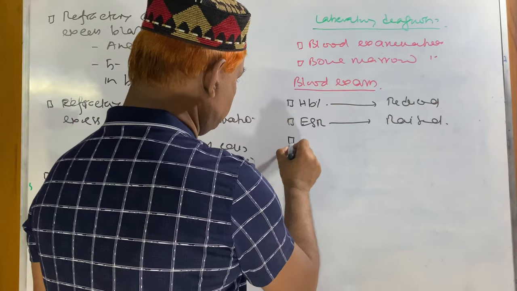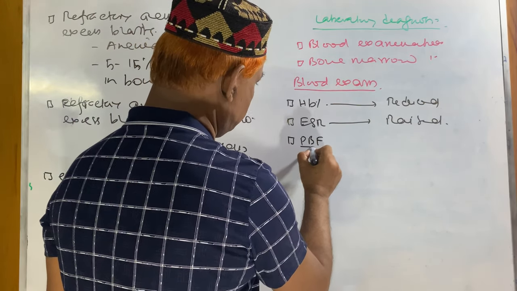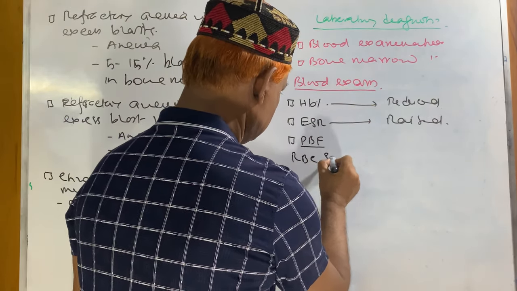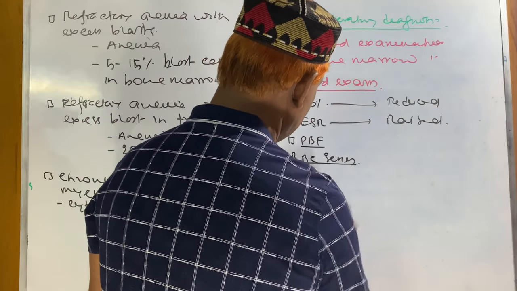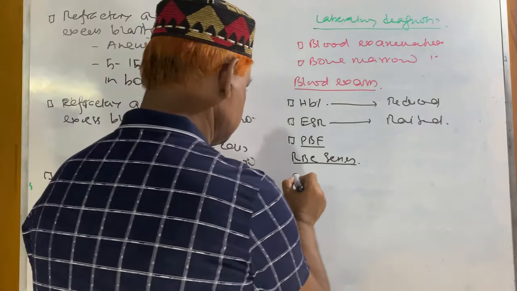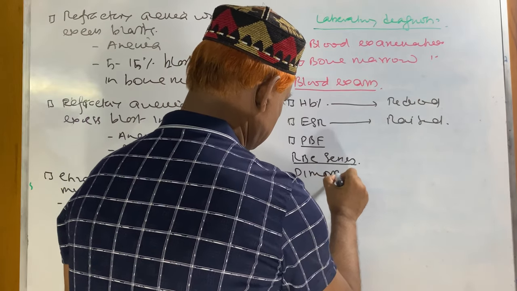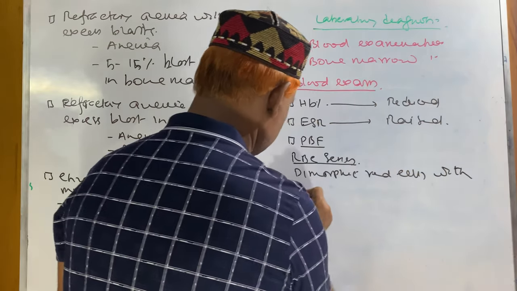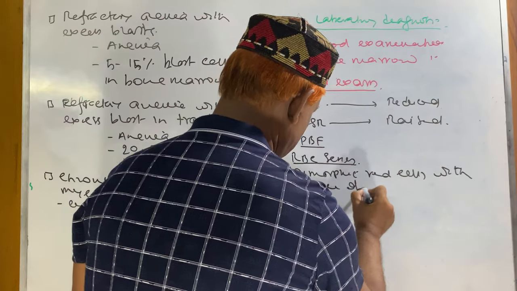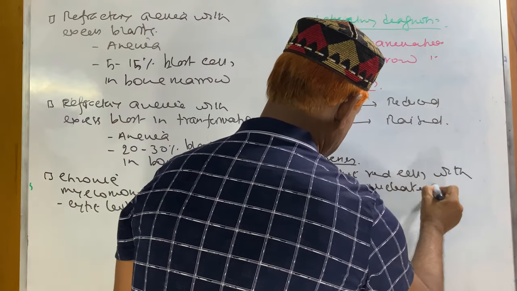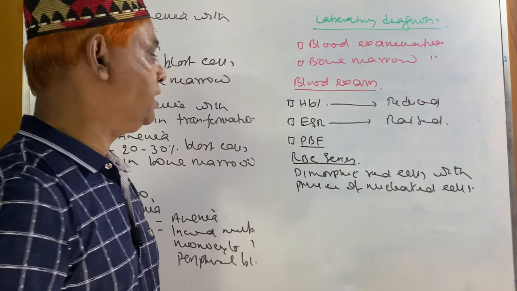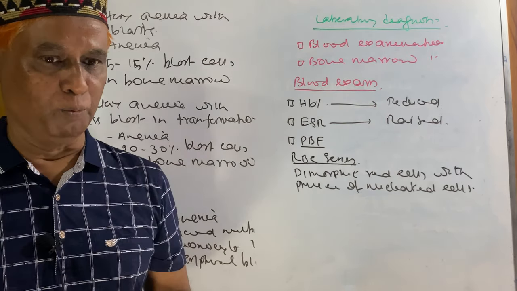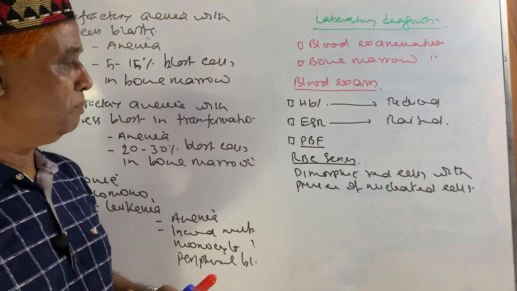We have to do peripheral blood film. RBC series show dimorphic red cells with presence of nucleated red cells. So in peripheral blood we will get dimorphic red cells. That is, some red cells are normochromic, some are hypochromic. It is called dimorphic red cells with presence of nucleated red cells.